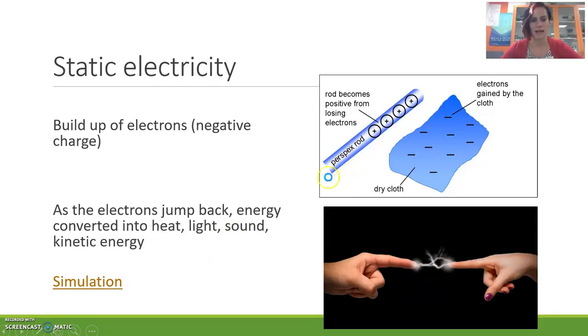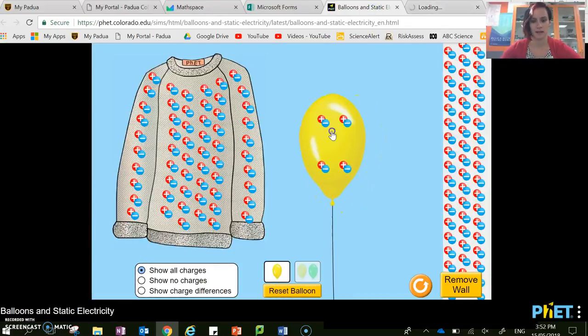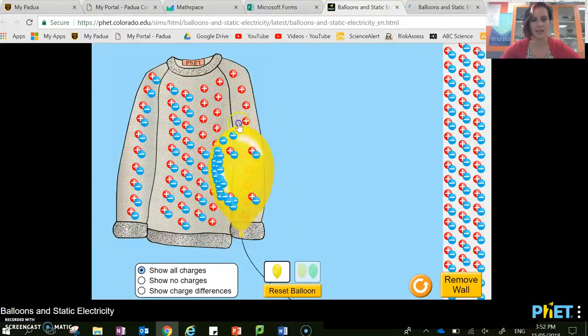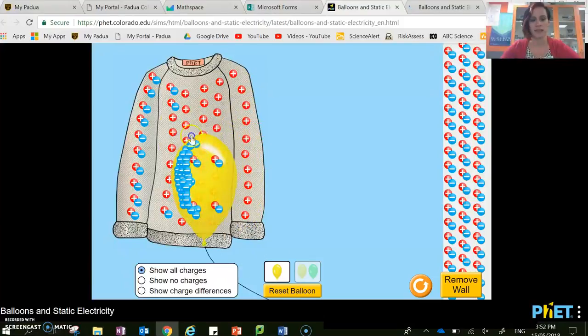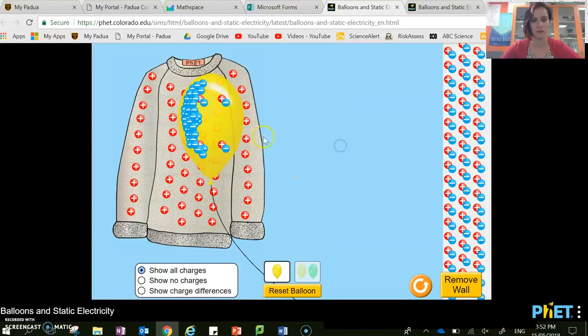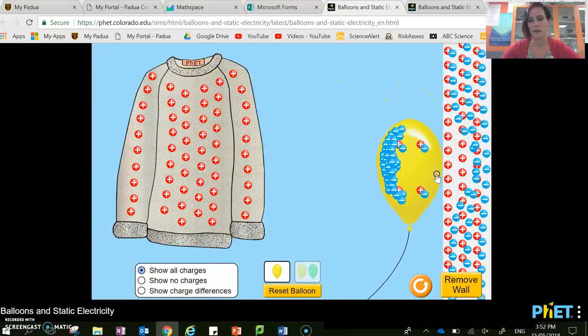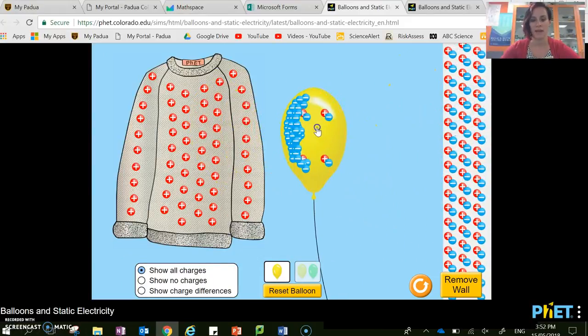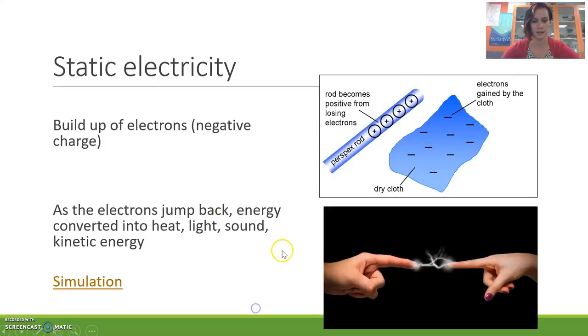This is a really good simulation to show what is going on in this situation here. Okay, so we've got this balloon, we're going to rub it on the jumper, and you can actually see that it starts to pick up the negative electrons. You can see because it's got all those negative ones, it's actually very attracted to the jumper. It wants to keep going back and forth. And if we go over here, it's actually repelling the negative charges. And that's exactly what's going on when you have something that is picking up all those electrons. Okay, let's go back to here.